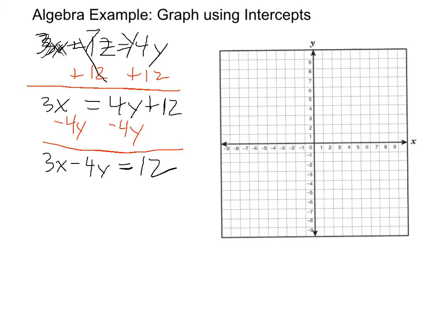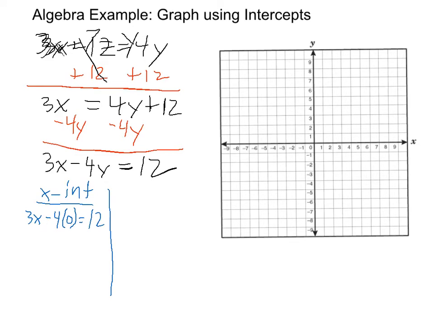I have a positive integer coefficient for x, an integer coefficient for y, and it's the form ax plus by equals c. So, because it's a linear equation, I can graph it by finding its intercepts. You'll recall that the x-intercept is where the equation crosses the x-axis when y is equal to 0. So to find that, I'm going to set y equal to 0.